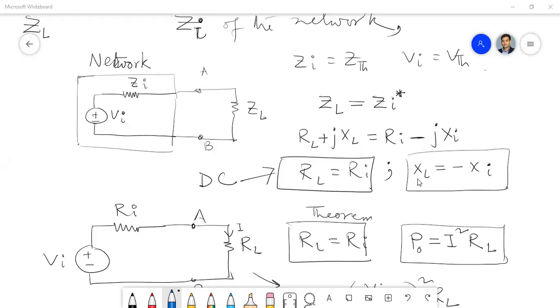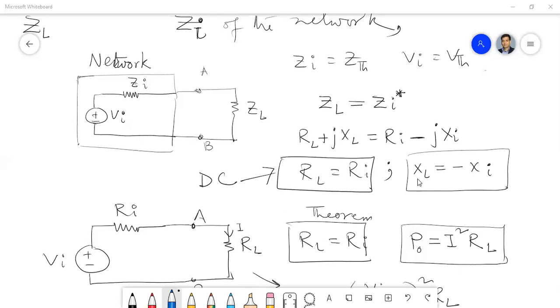Got my point? Now it is clear. That means if the load resistance is inductive in nature, the internal reactance should be capacitive in nature, and their values should be exactly equal. That is the thing.